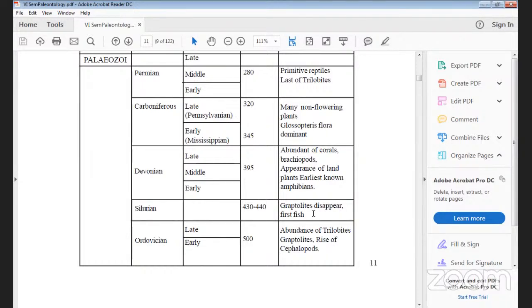And Devonian. The Devonian is divided into three: early, middle, late, and the age was 395 million years. It has an abundance of corals, brachiopods, and the appearance of land plants.